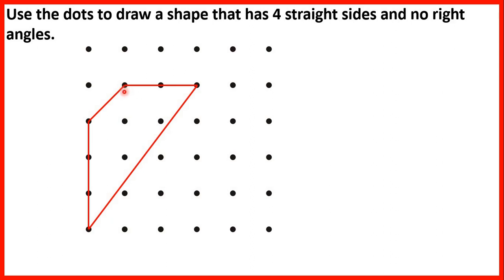This angle here is an obtuse angle. This angle here is obtuse as well. This angle is an acute angle, so less than a right angle. And this angle here is acute as well.